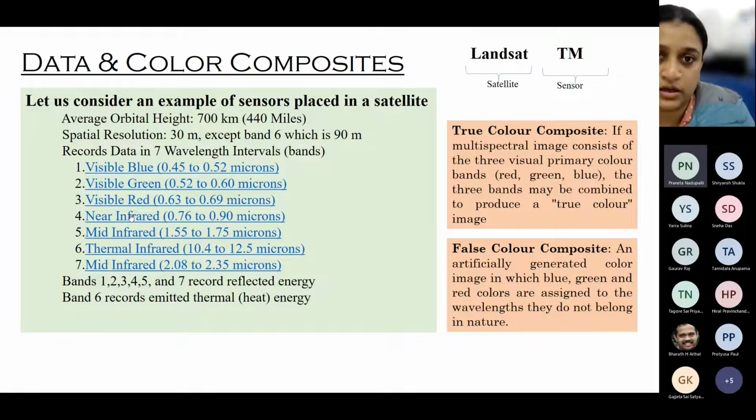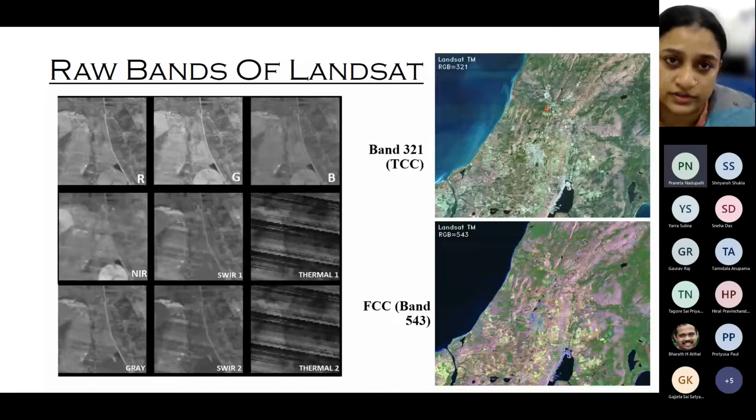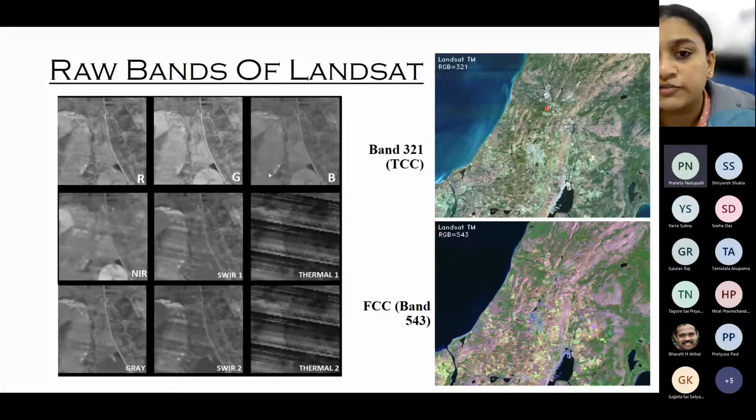Now next you will get more clarity about this. So these are the raw bands of Landsat. You can see all the images are in grayscale, but you can assign the color. If the true colors, that is red, blue, and green, are assigned to the respective bands which they actually belong to, then we observe a TCC. However, if these colors are assigned to, suppose, green, blue, and NIR, then we observe something called an FCC. You can see some portions are coming as red, which actually do not look like that. So you develop an FCC based on your requirement.